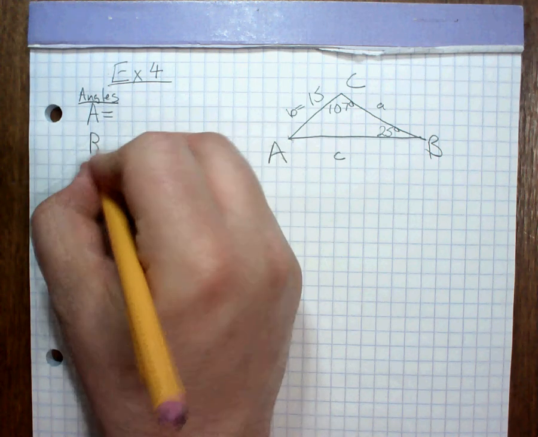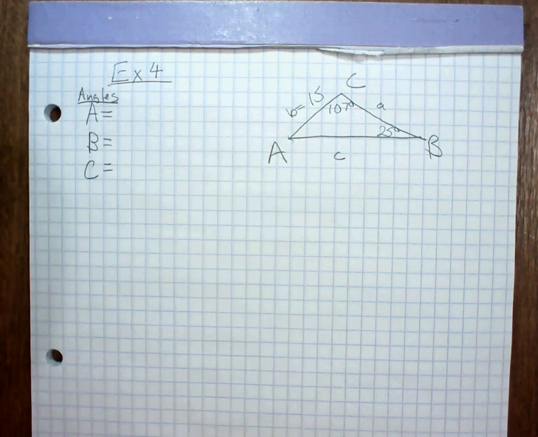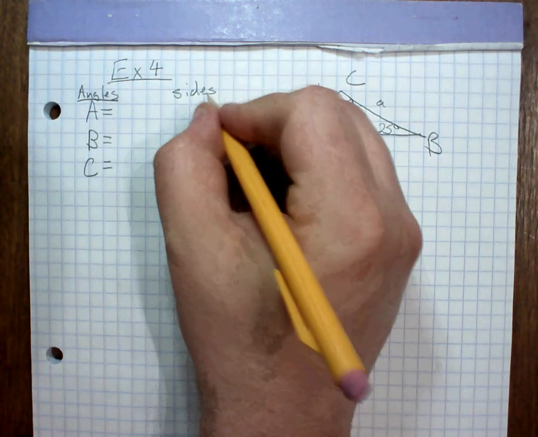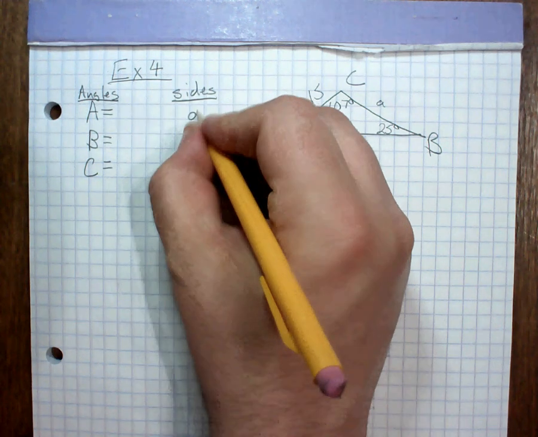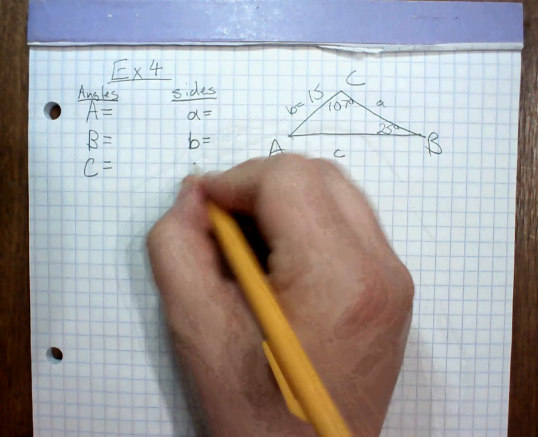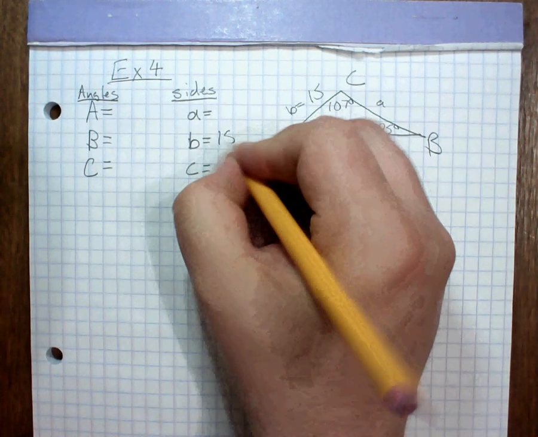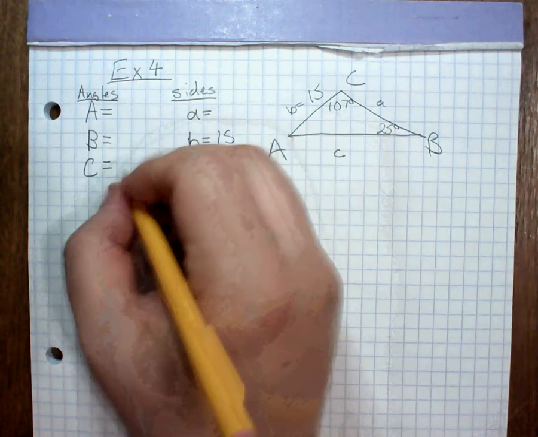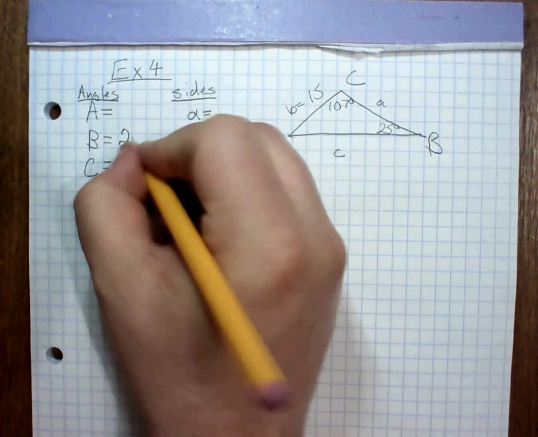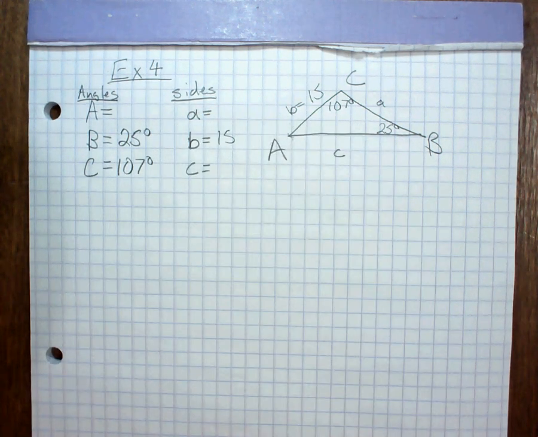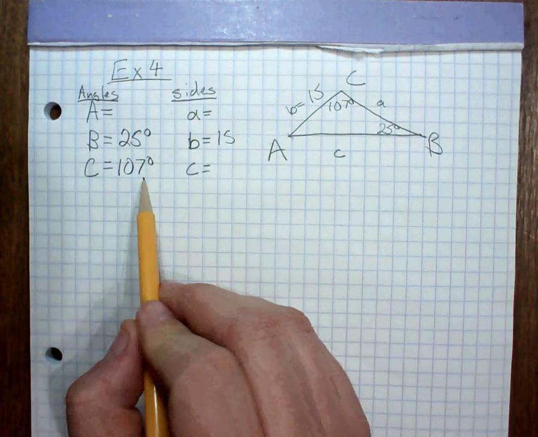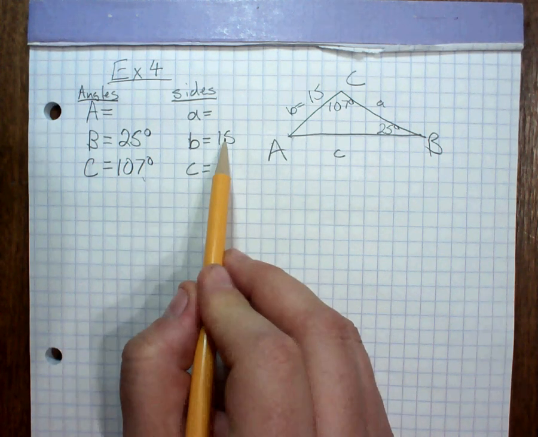So capital A, capital B, capital C. And then I need the sides, which would be lowercase a, lowercase b, and then lowercase c. And I'm given lowercase b, and I'm given the measure of angle C, which is 107 degrees, and the measure of angle B, which is 25 degrees. Alright, so I've got the angle B, angle C, and then I have a side length b.